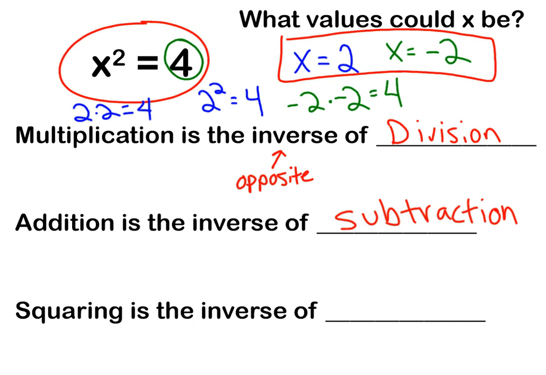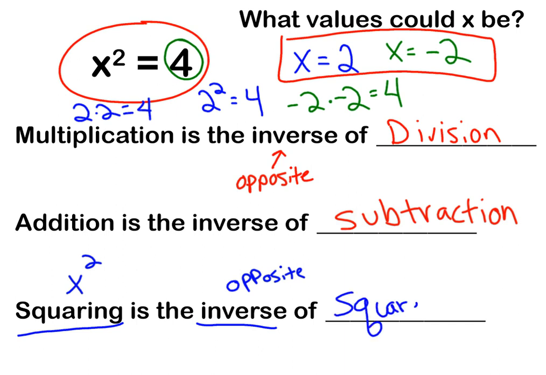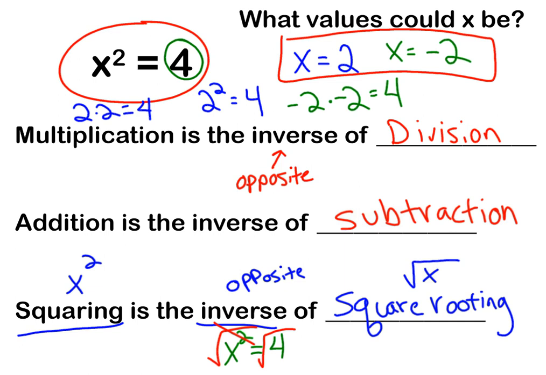Now this last one might take a little bit more thinking. Squaring, so that would be, for example, x squared. Squaring is the inverse, again we're talking opposite, of, well, it's got the word square in it, it is square rooting. So that would be, for example, the square root of x. So if I had x squared equals 4, I could go ahead and take the square root, which would cancel my squares, but if I do it to one side, I must do it to the other side.